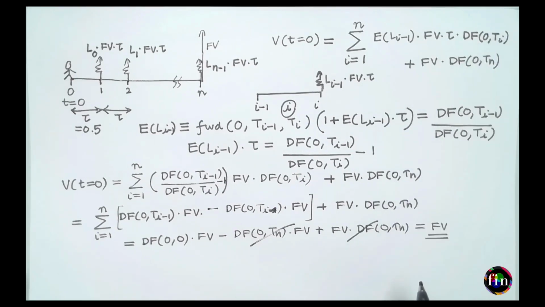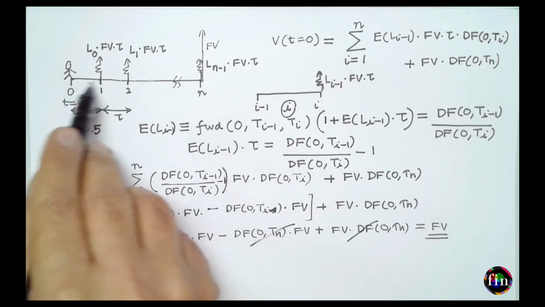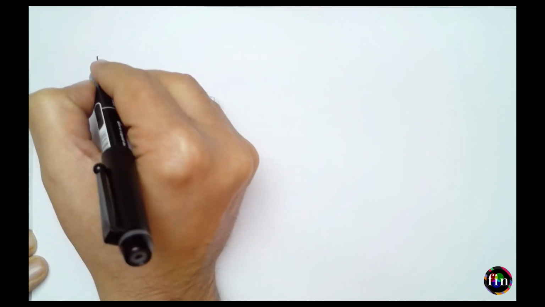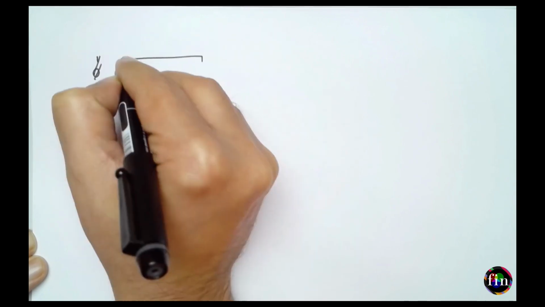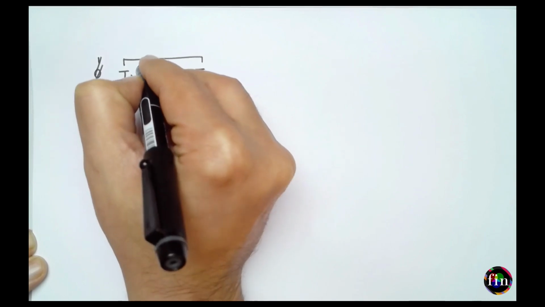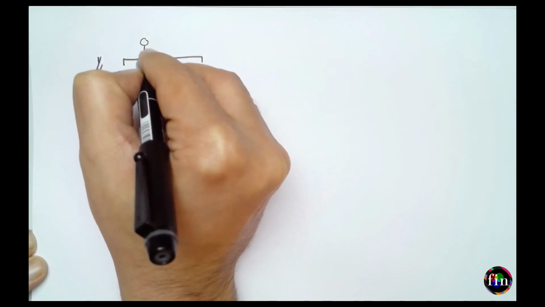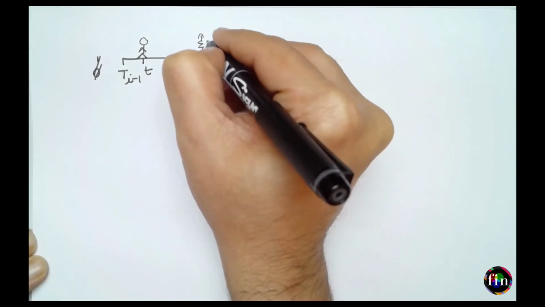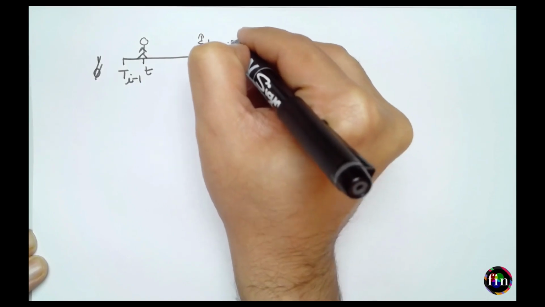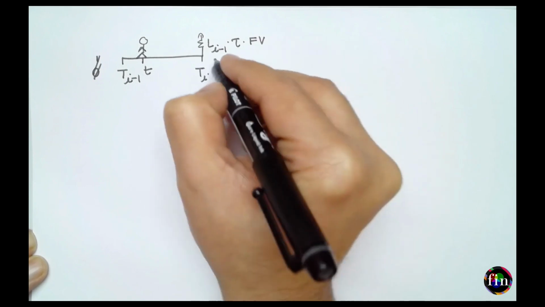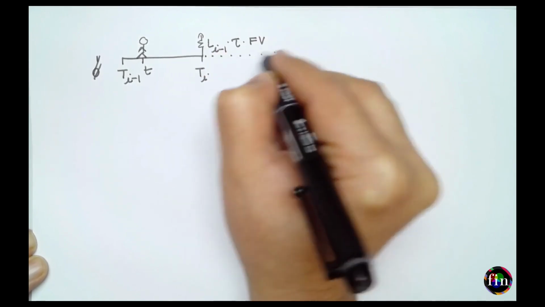Now let's see what happens if I am standing in the middle of a period. To understand that, let me draw another diagram. Let's place ourselves in any period now. This is, let's say, t_{i-1}. This is t_i. I am standing at time t, which is in the middle of the period. So this is the next coupon. The next coupon I know would be L_{i-1}, times tau, times FV, okay? And there are other coupons in the future dates also.